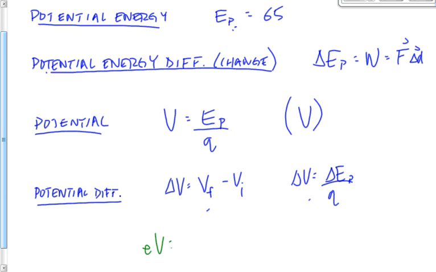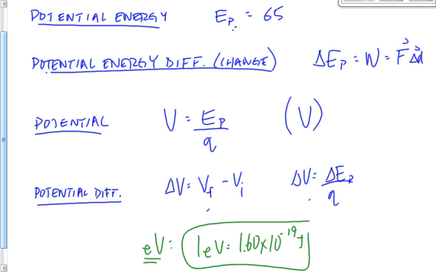An electron volt. Just like meters per second and kilometers per hour are both units for speed, joules and electron volts are both units for energy. So an electron volt is a unit of energy. It's defined as the amount of energy required to accelerate an electron or proton across a potential difference of 1 volt. So that ended up meaning that the electron volt was equal to 1.60 times 10 to the minus 19 joules. Not 1.6 times 10 to the minus 19 coulombs.